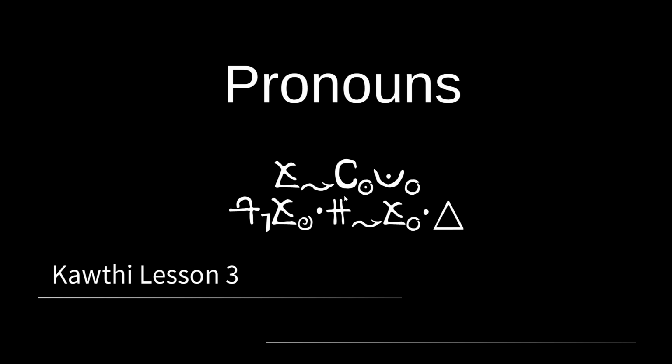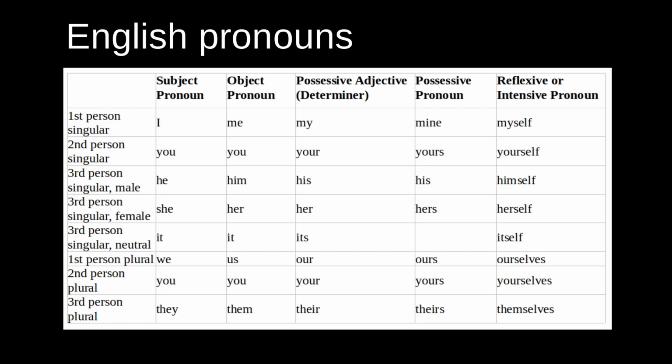Today we will be doing Lesson 3 in my series about how to learn Kawthi, the language with only 42 words. Today we will be discussing pronouns, how to form pronouns and how to use them. In English we have a lot of different pronouns. The first person pronoun alone has 5 different versions. Do we really need all these pronouns?